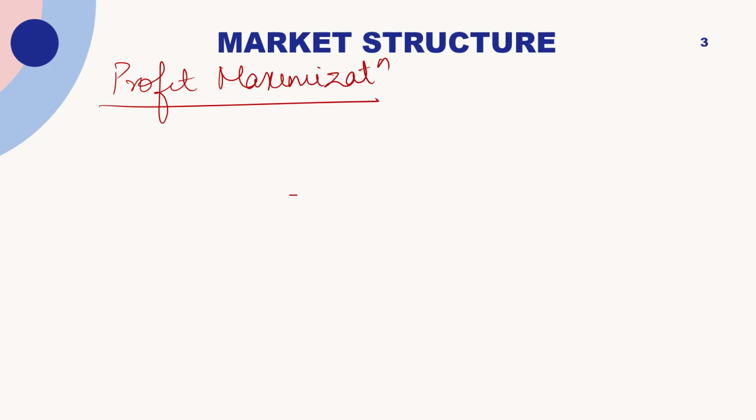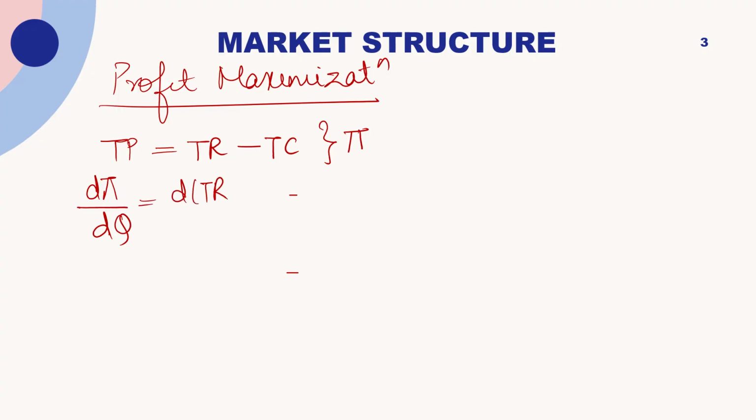So next, let's study profit maximization. Now for total profit, we know it is your total revenue, the revenue you have earned, minus the total cost incurred. And you know that profit is denoted here by the pi symbol. So now, when you differentiate it with respect to Q, that is dTR/dQ minus dTC/dQ.